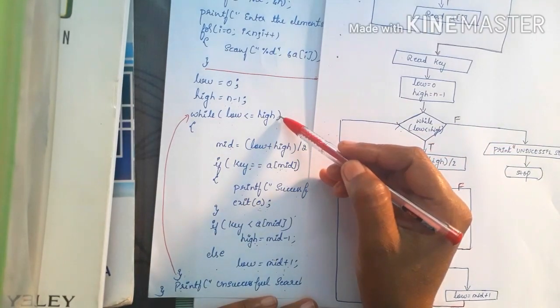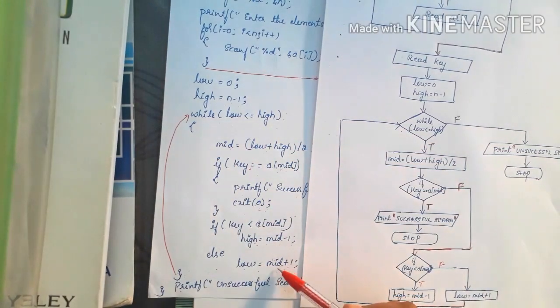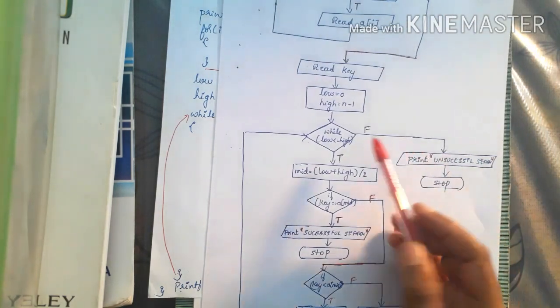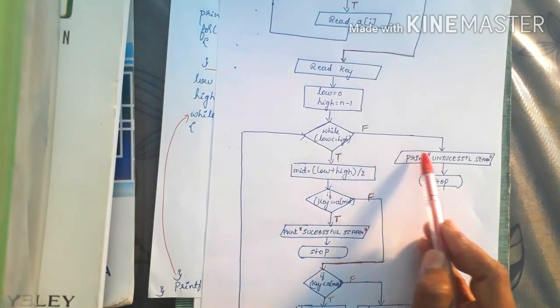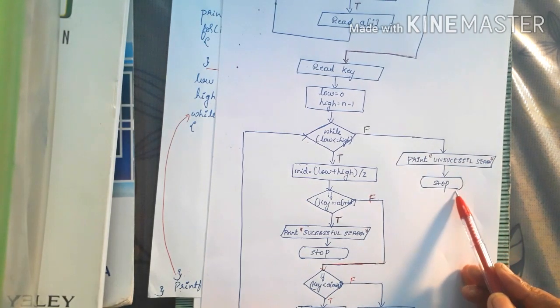If this while condition becomes false, control moves out of while. The statement after the while is a print statement which prints the message unsuccessful search. Here also, if this while condition is false, a print statement prints unsuccessful search. Then stop.